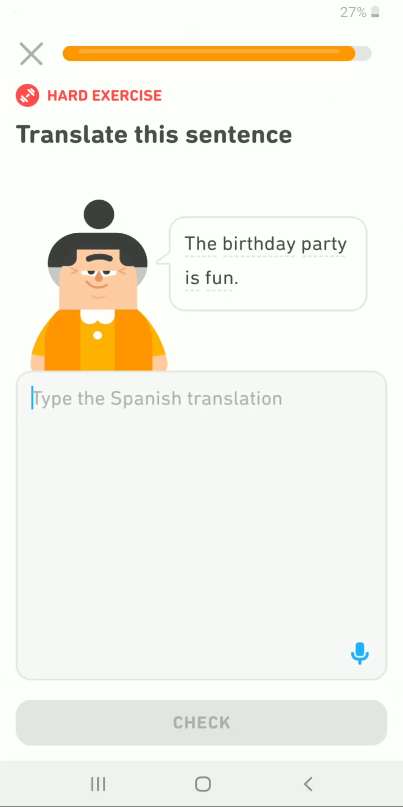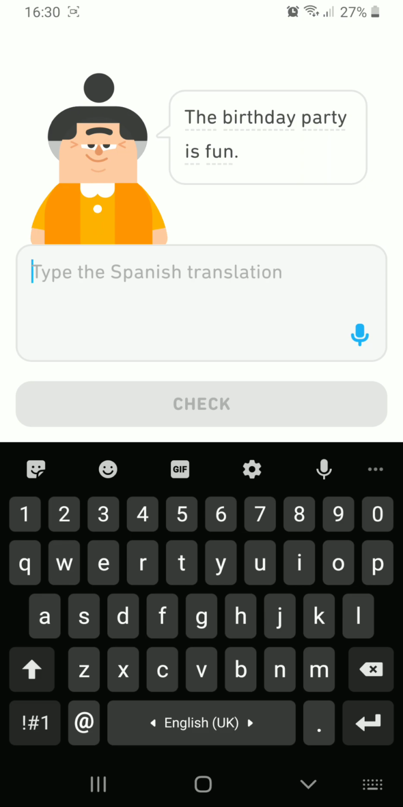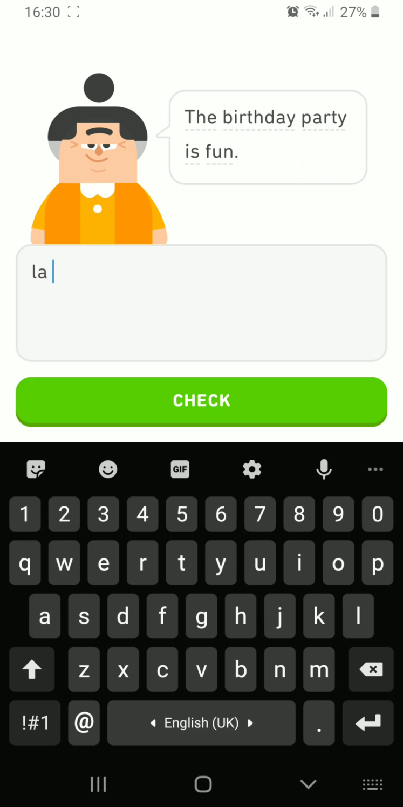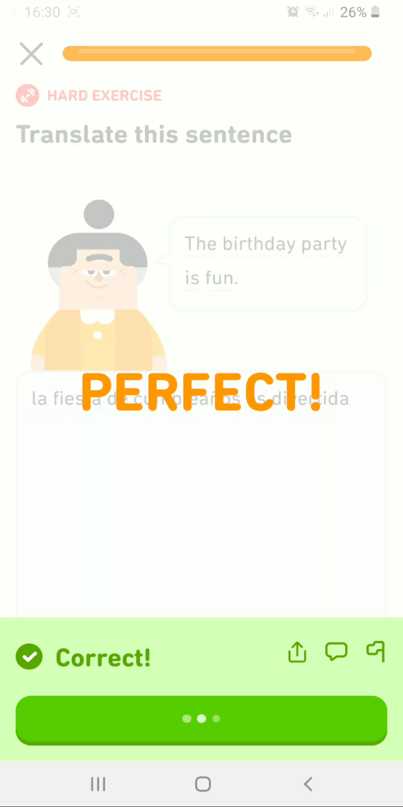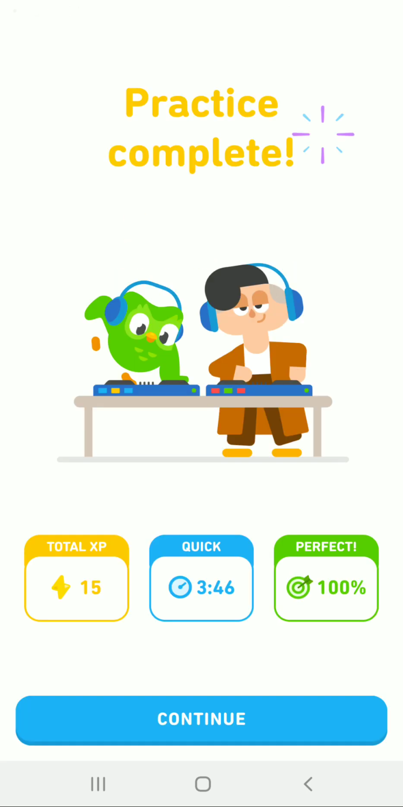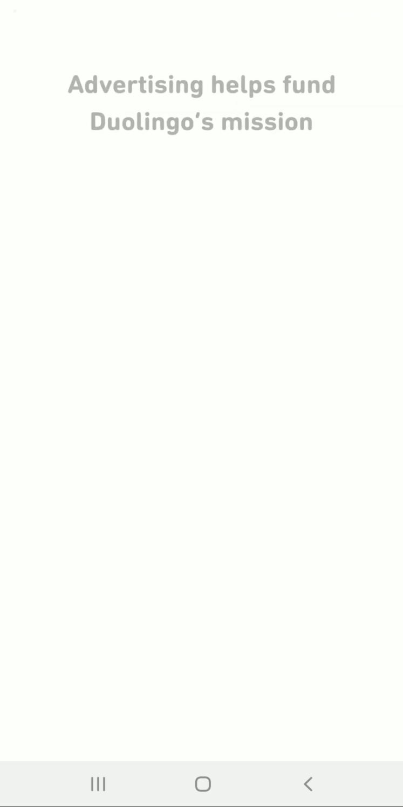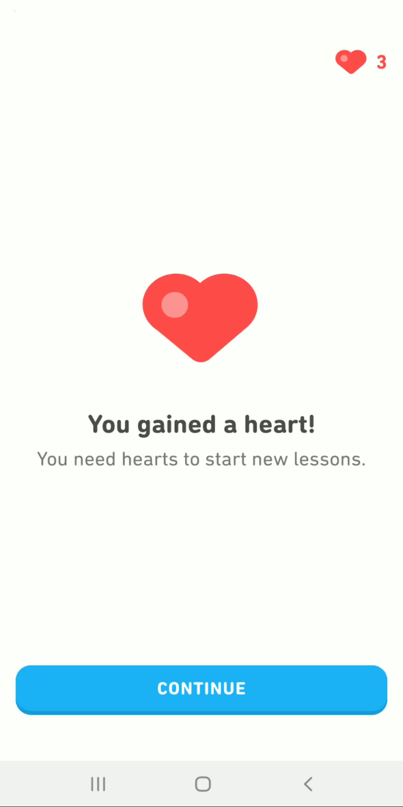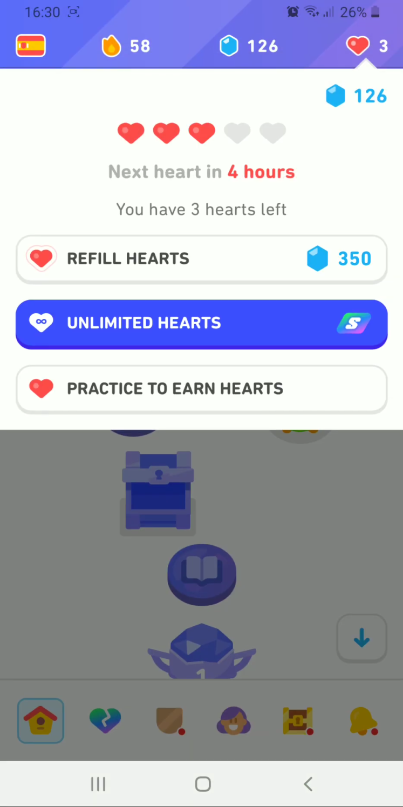And the birthday party. So la fiesta de cumpleaños es divertida. So it's correct. Alright, I think I just earned another heart. Let's see. Yes, so I've got another heart, which is great.